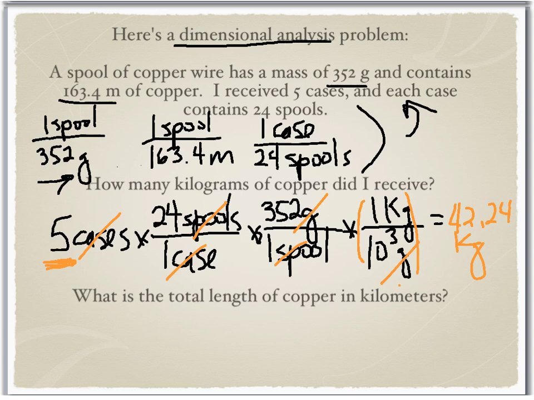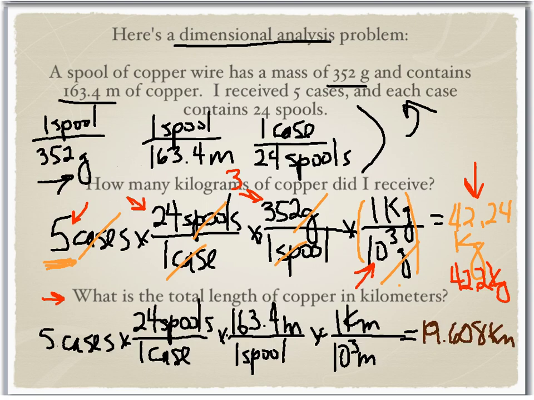There is one issue, though, to consider here, and that's significant digits. For example, the 5 cases, will that affect our sig digs? No, that's an exact number. We didn't use a measuring device to figure that out. It's not an estimation. Nor is the number of spools per case. I mean, you can clearly count them, 1, 2, 3, so no measurement involved. But this, somebody had to measure that, and that 352 grams has 3 sig digs. The 1,000 right here is a definition. Kilo means 1,000 by definition. So what this means is this answer needs to be rounded to 3 sig digs, 42.2 kilograms.